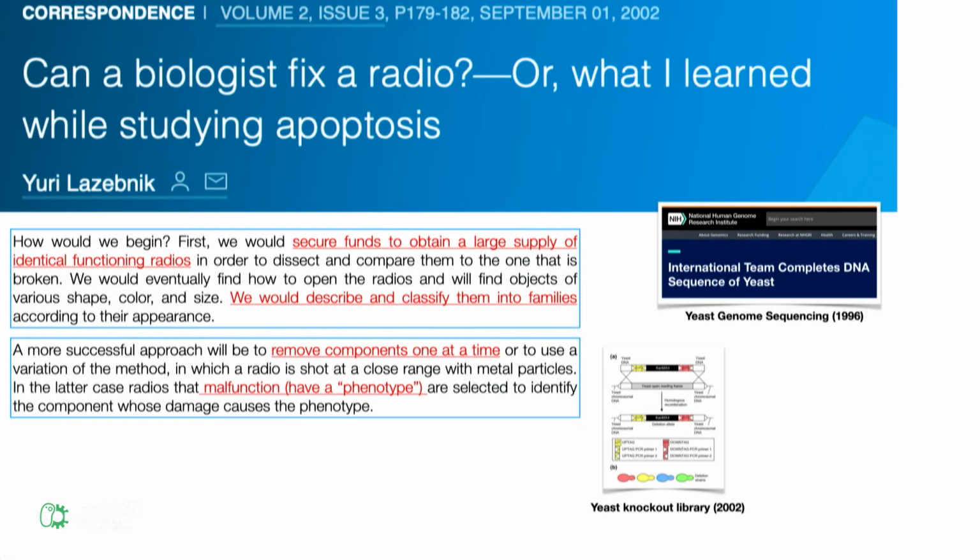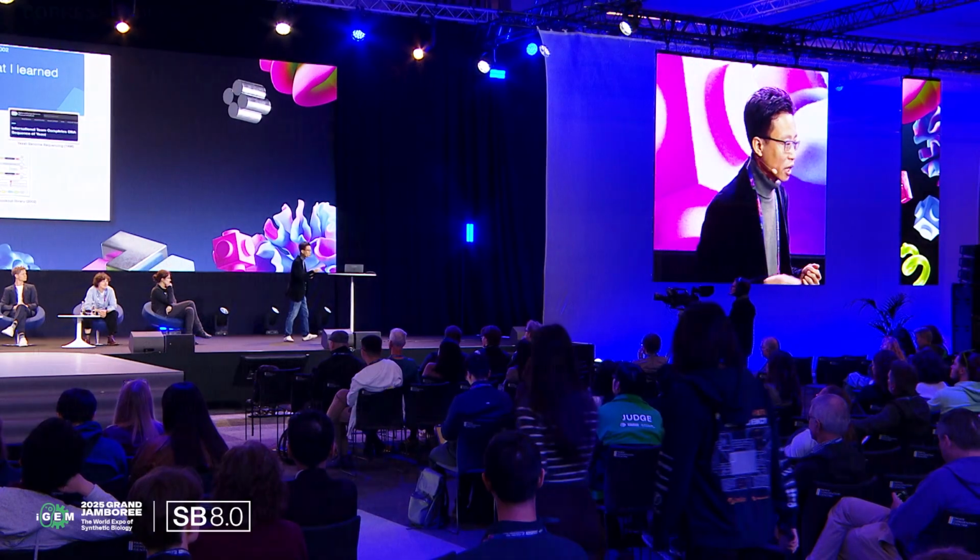We have been sequencing genomes. We have been identifying elements in the genome. Then the next thing we would do is take out one component at a time. You knock out one component at a time in the radio. If somehow you create a malfunction of the radio, a phenotype of the radio, you will be so excited that this particular part may have something to do with the broken radio. And this is what we have been doing. We have been knocking out genes one at a time and trying to study the phenotype.